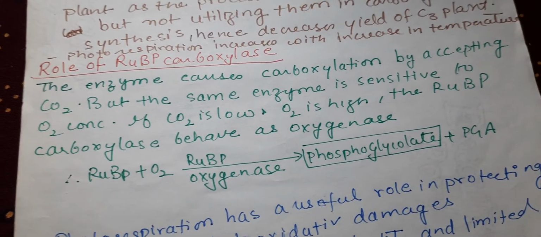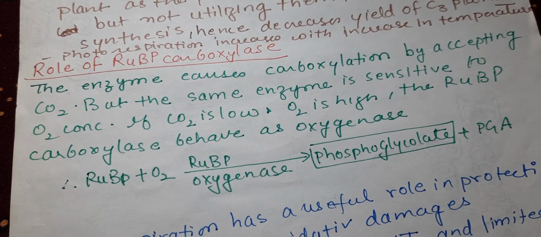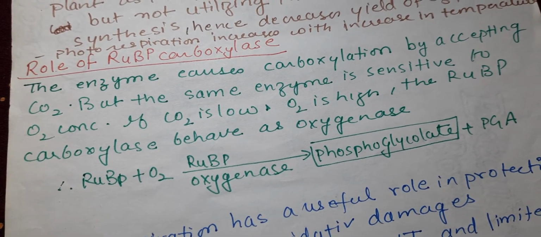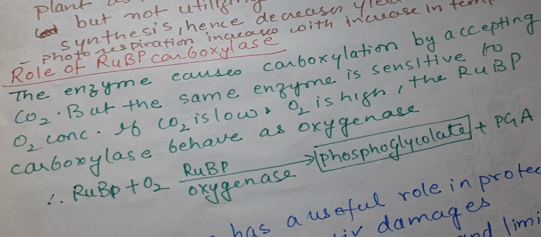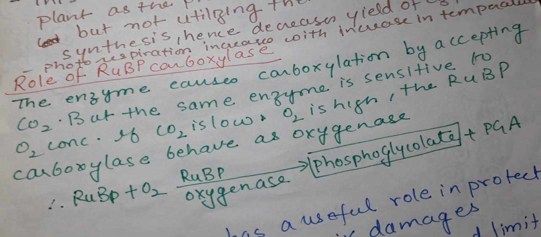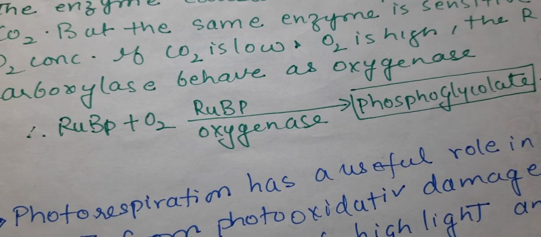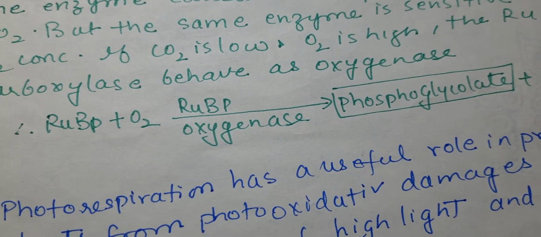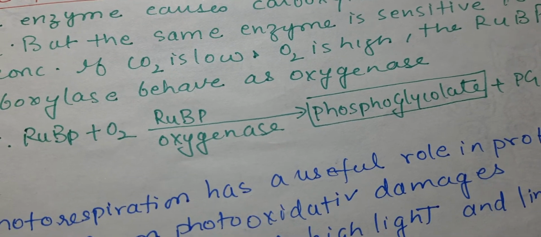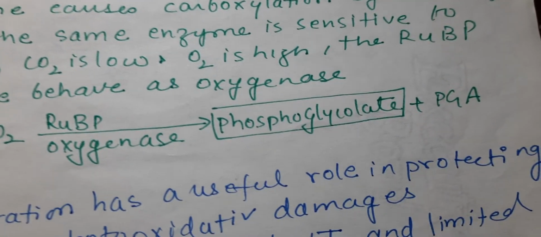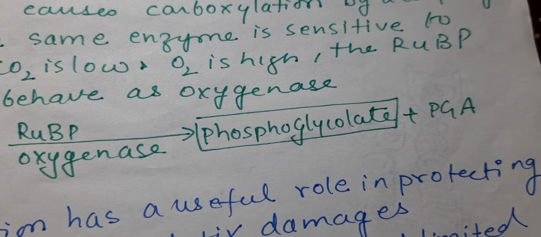The enzyme causes carboxylation by accepting carbon dioxide, but when the concentration of oxygen is more than the concentration of carbon dioxide, then this enzyme will behave as RuBP oxygenase and it will combine with oxygen. The RuBP combines with oxygen and RuBP oxygenase catalyzes the reaction and produces phosphoglycolate instead of 3-phosphoglycerate.